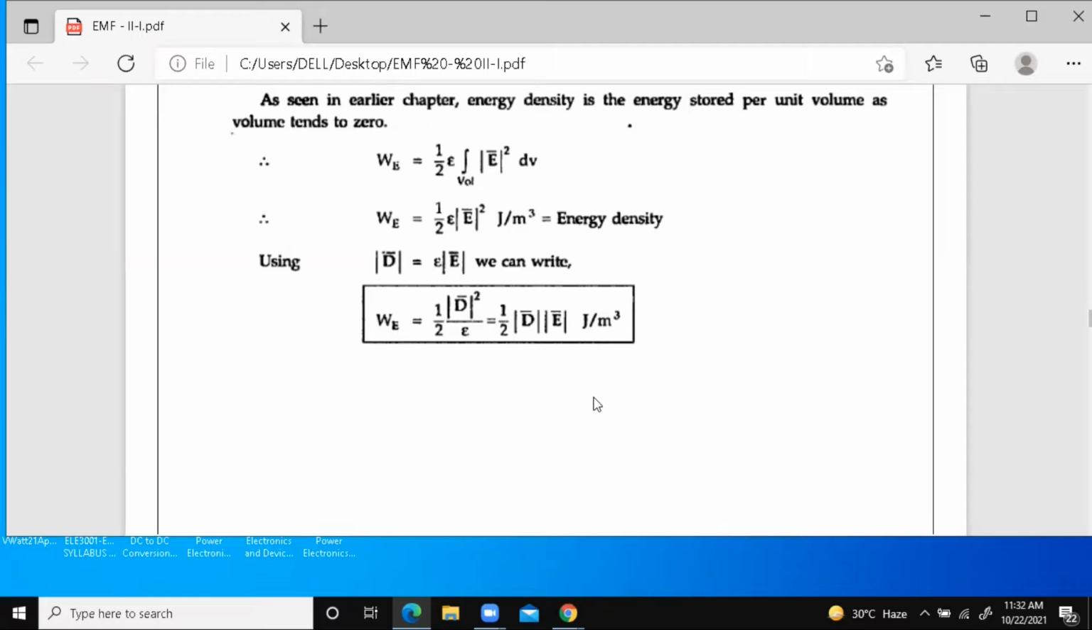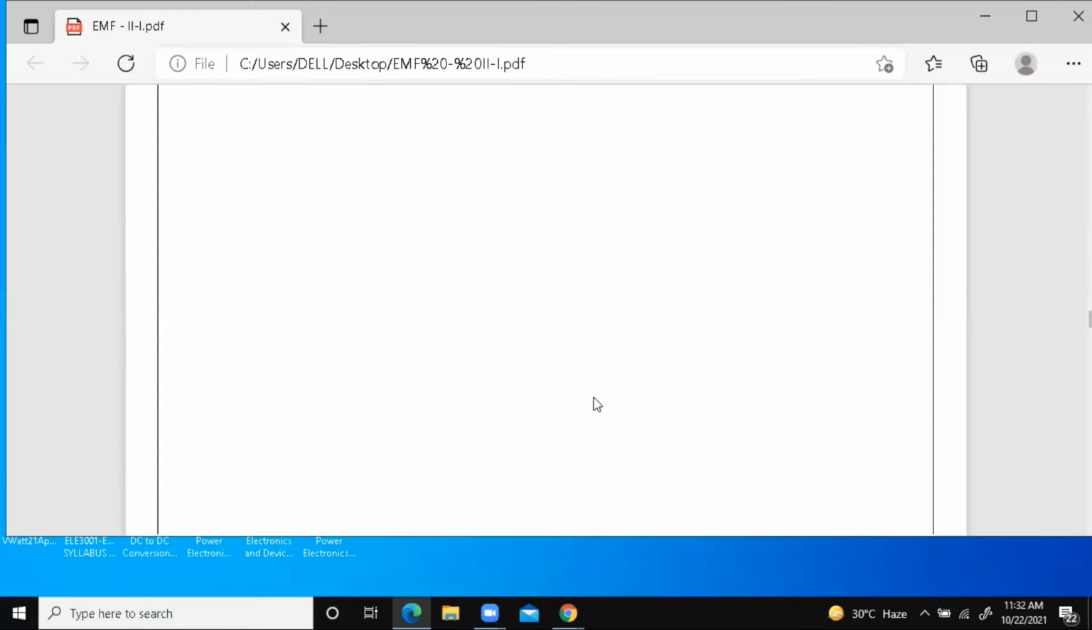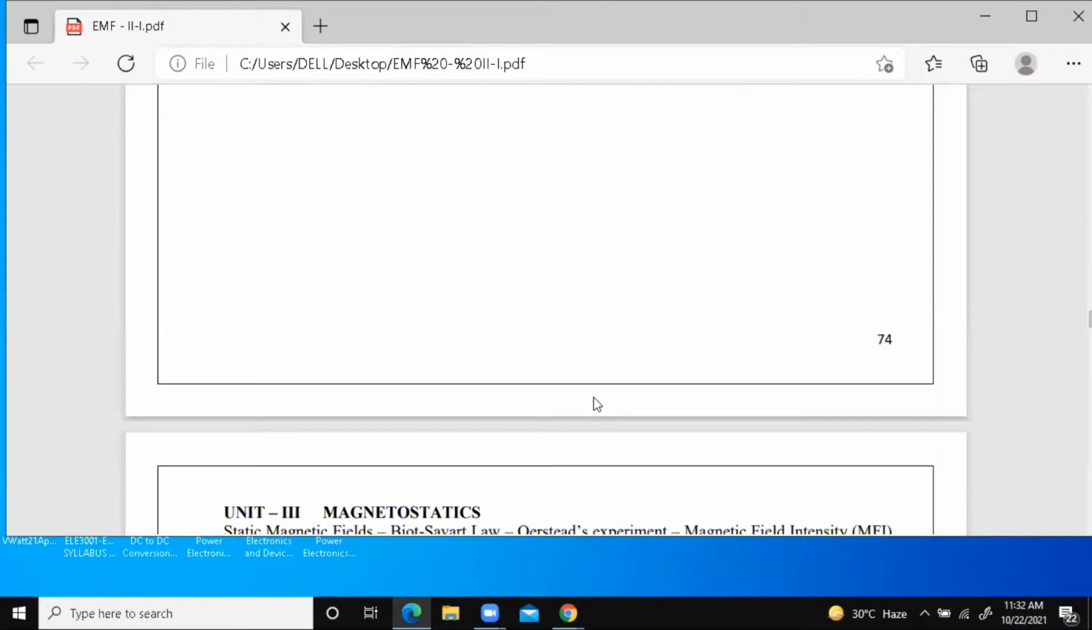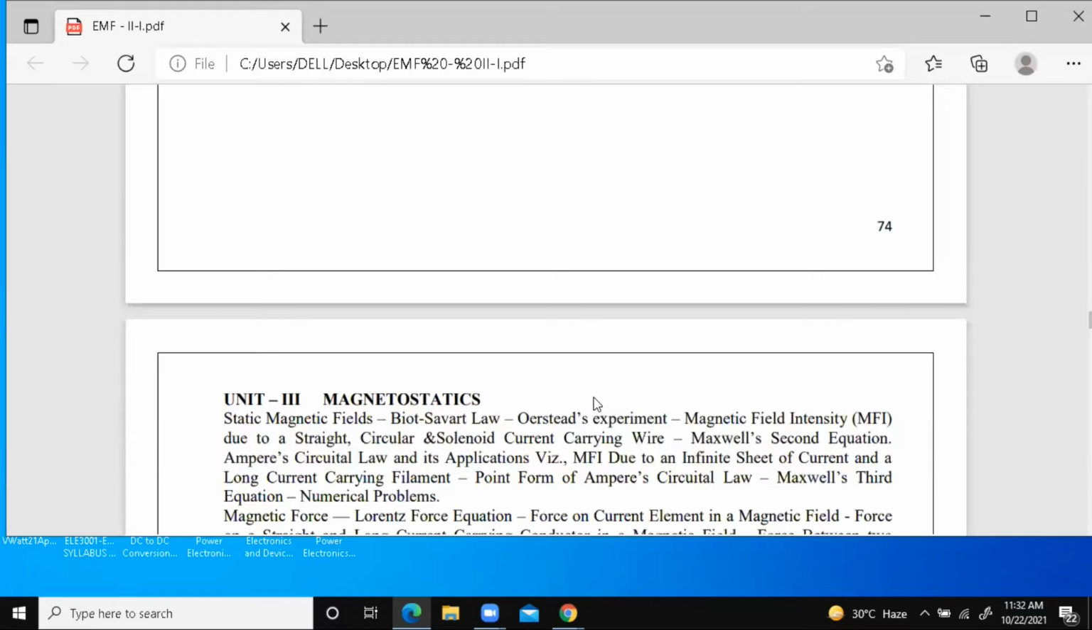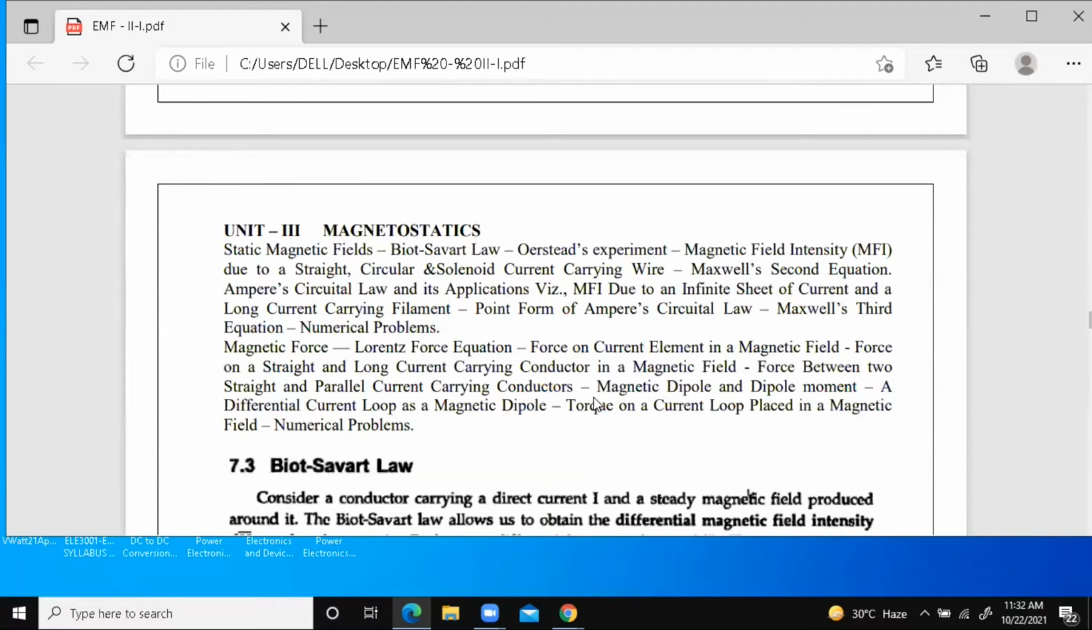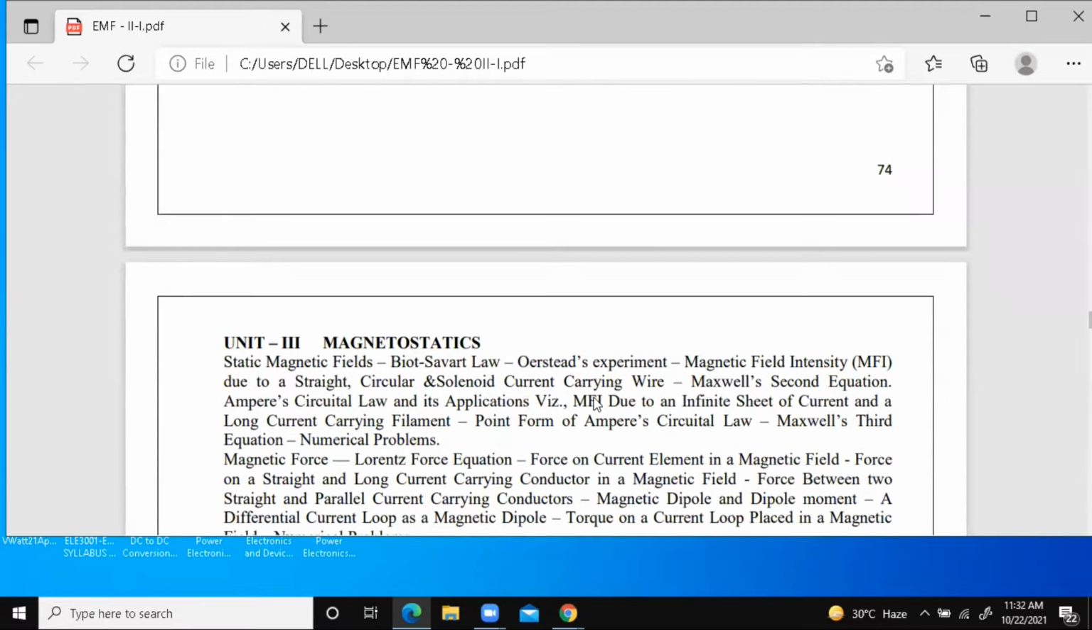So then, that completes our thing on electrostatics. All right.